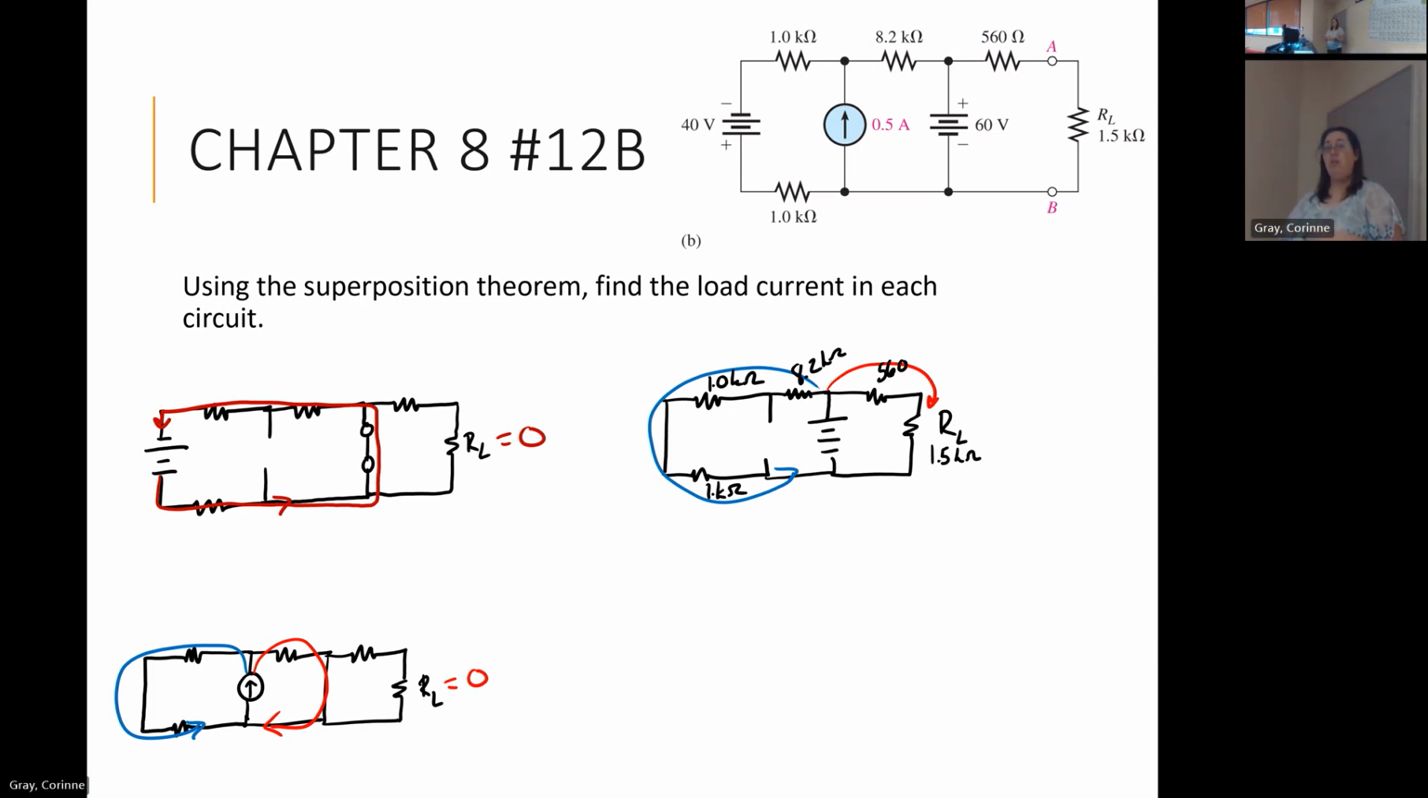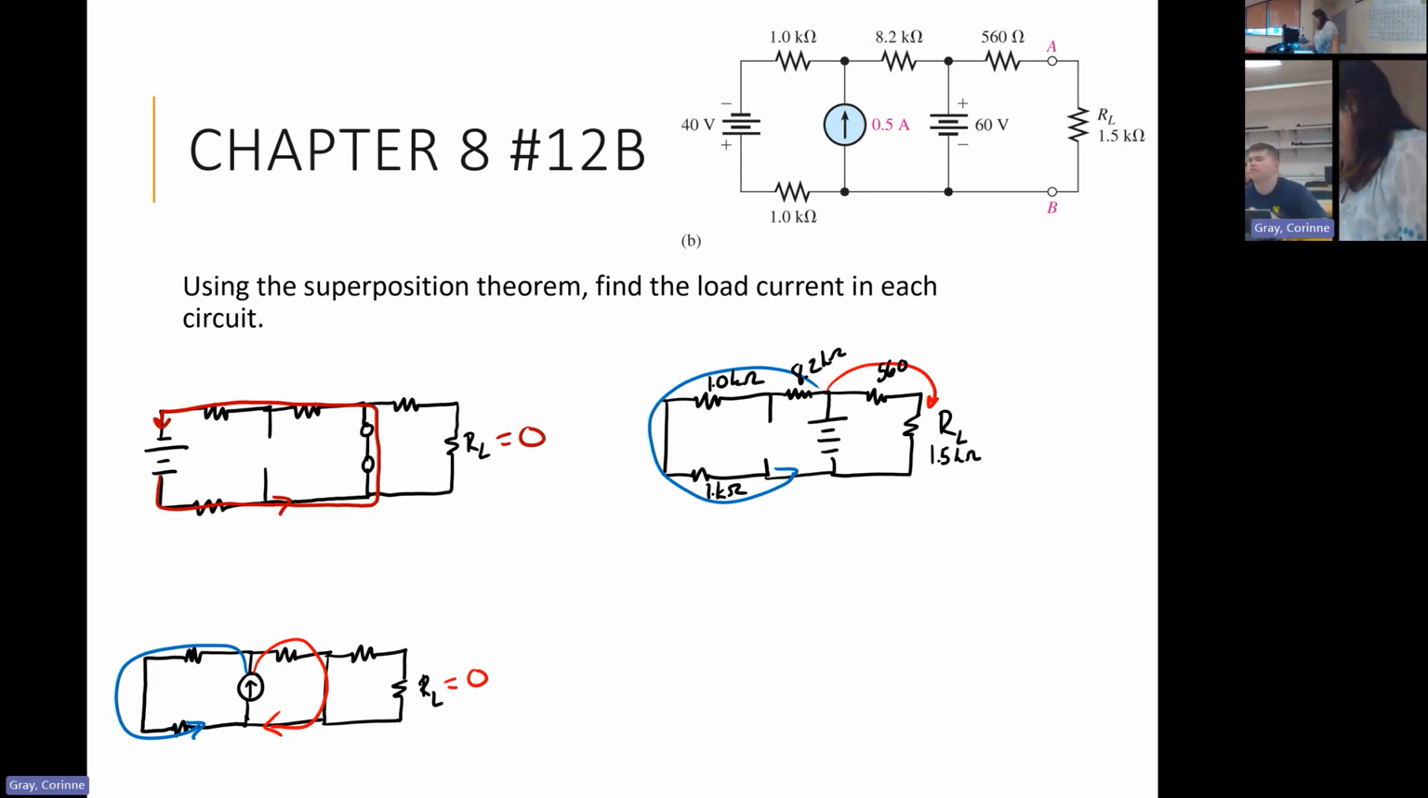You guys want to see it with the voltage divider? Or do you want to see it the other way that I don't think technically has a name? Both. So let's do it with the voltage divider.